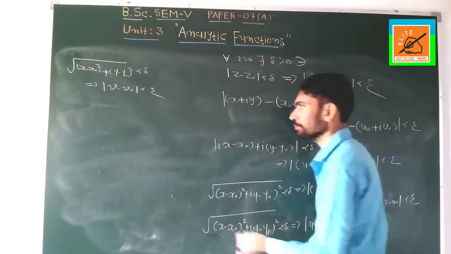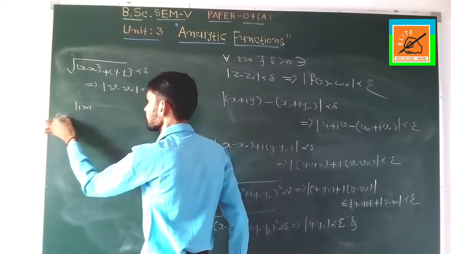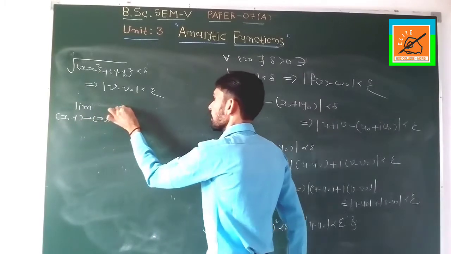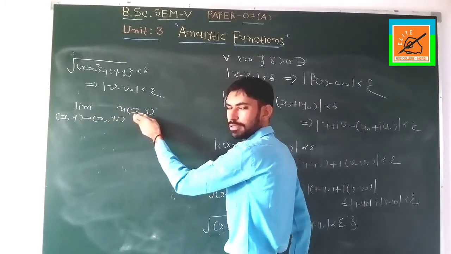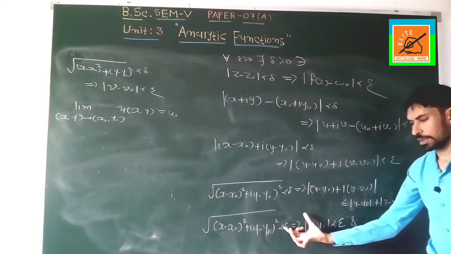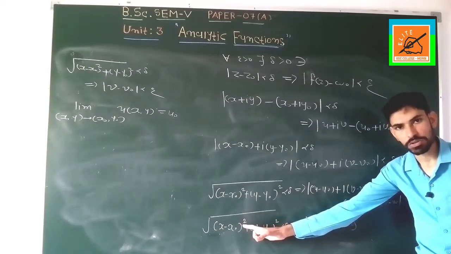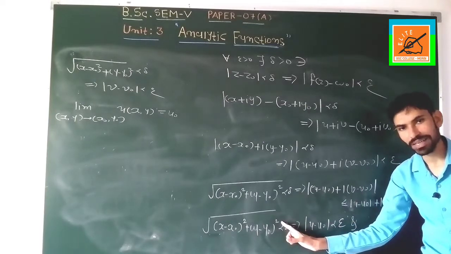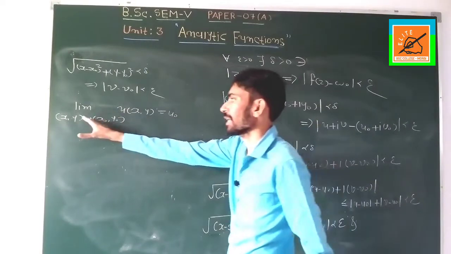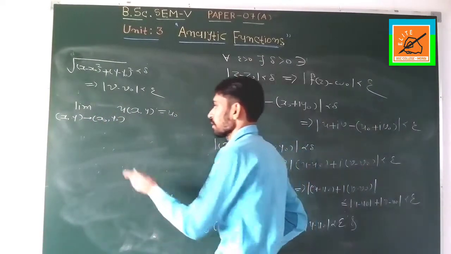So we can write as the limit xy tends to x0 y0 u of xy, or you can also write just u is equal to u0. મિત્રો આ આપણી ડેફિનેશન થઈ ગઈ છે લિમિટ ઓફ ધી ટુ વેરિયેબલ ફંક્શન. Under root x minus x0 square plus y minus y0 square less than delta implies mod u minus u0 less than epsilon. So we write as the limit xy tends to x0 y0 u of xy is equal to u0, and this is the definition.